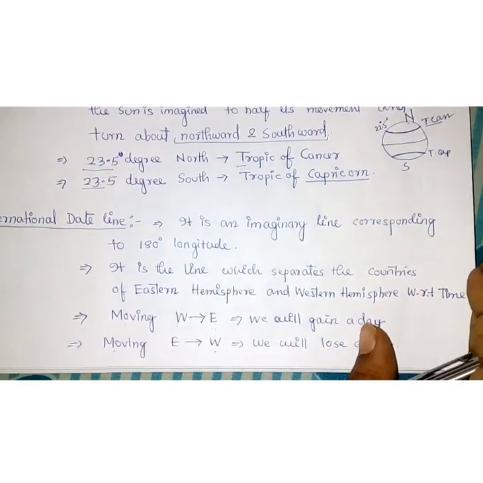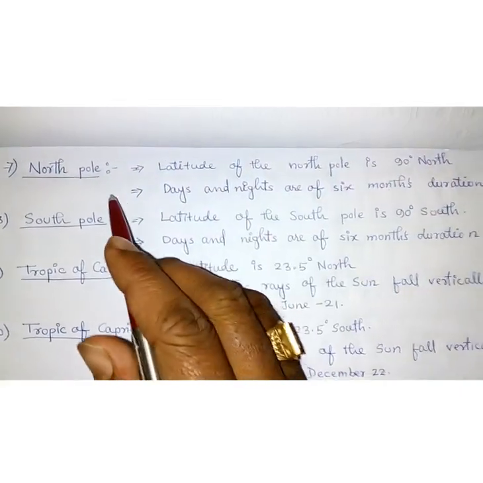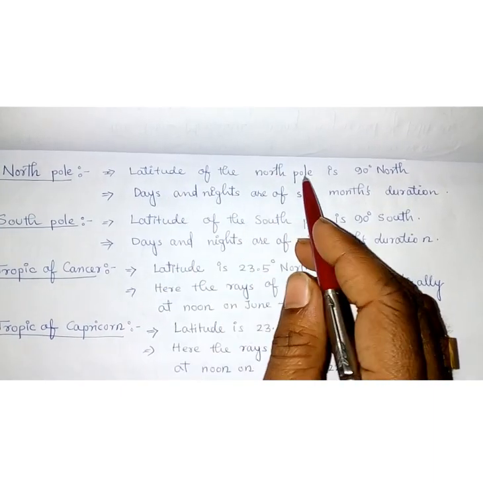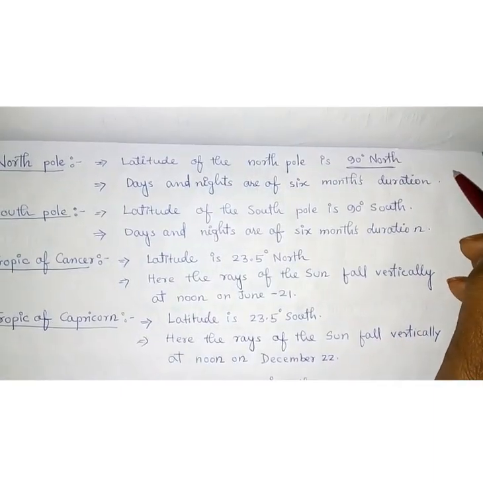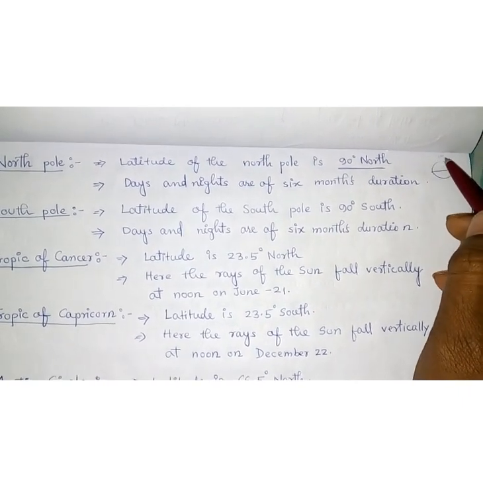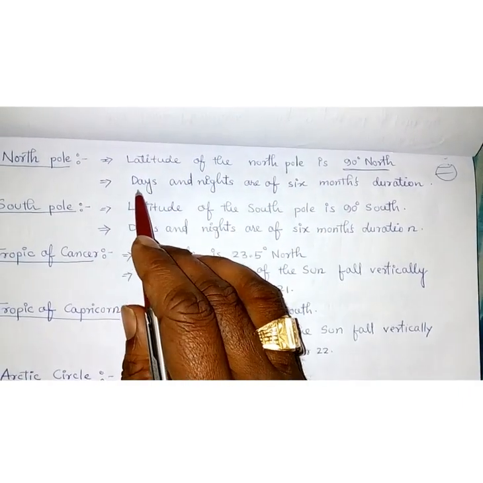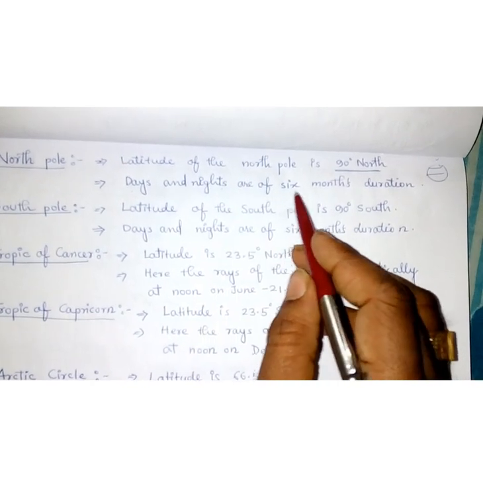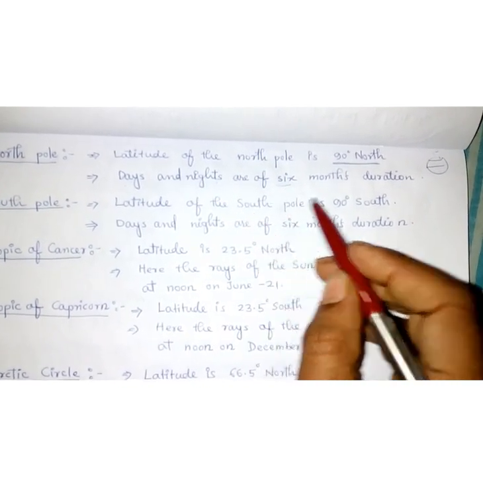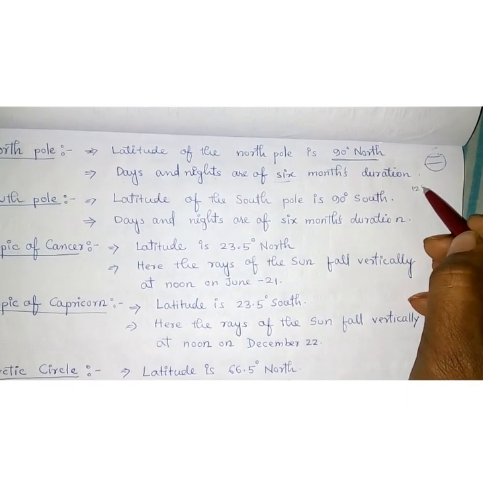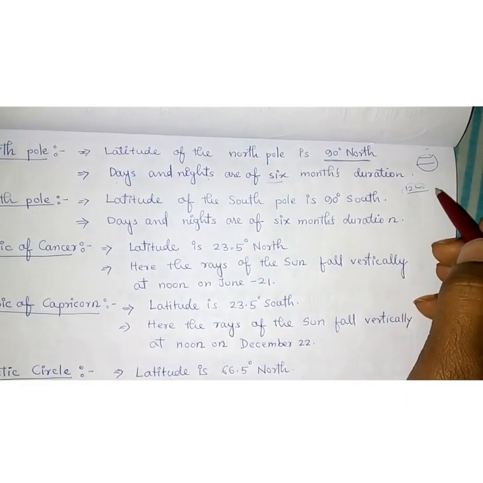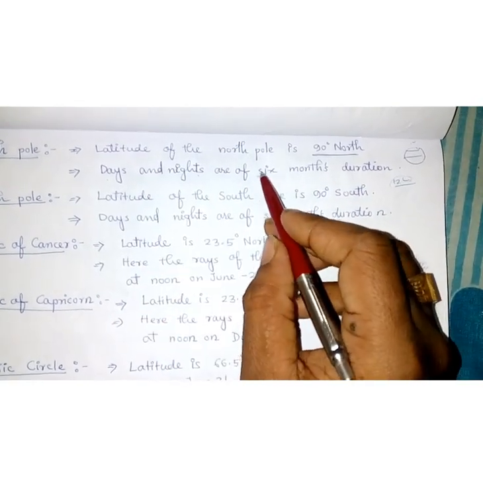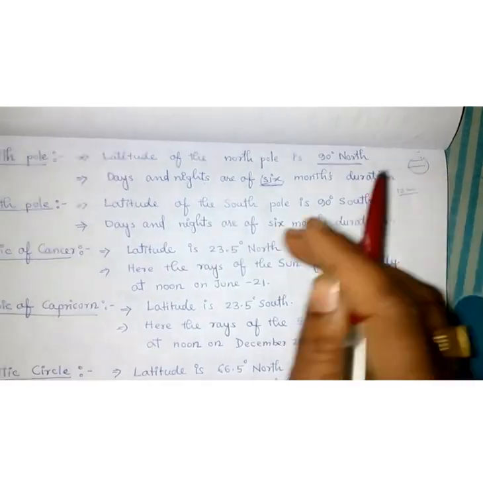So let's talk about the next one: what is the North Pole? The latitude of the North Pole is 90 degrees north, because it is on the north side of the equator. Days and nights are of 6 months duration. Normally we have days and nights of 12 hours each, 24 hours in total, but here 6 months of duration is there in the North Pole.